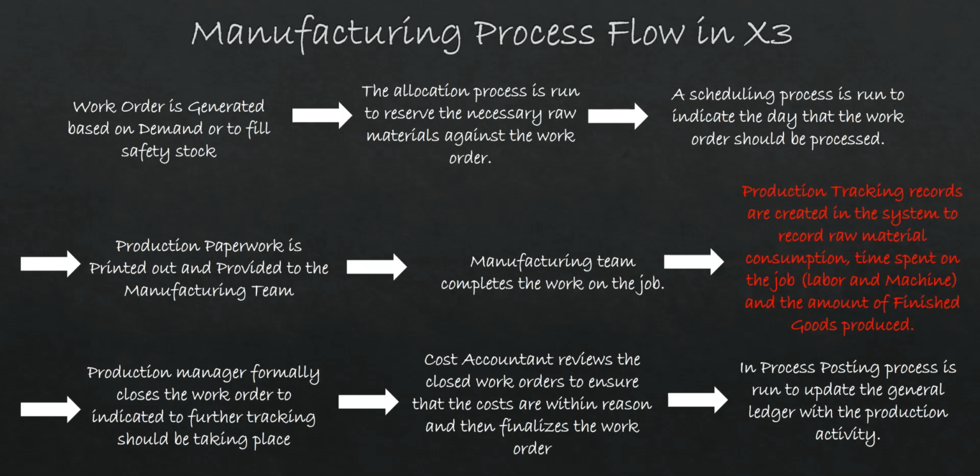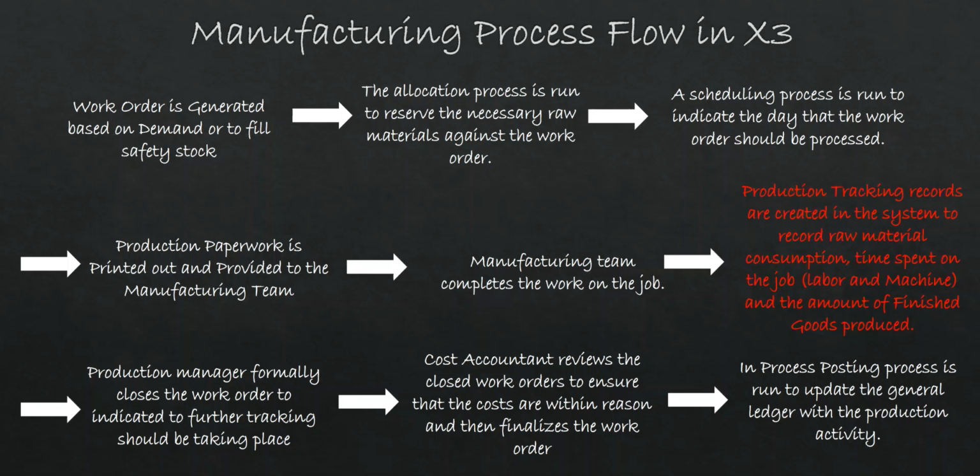So finally here is a general overview of the manufacturing process within X3, and the segment that's in red on this slide indicates where the production tracking falls into the hierarchy. So again, we start off with a work order that's being generated. Typically it's generated either to fulfill an existing or planned demand, or just to fill out our safety stock concerns. Secondly, there's an allocation process that's run against the work order that'll go through and dedicate or reserve certain raw materials against the job.